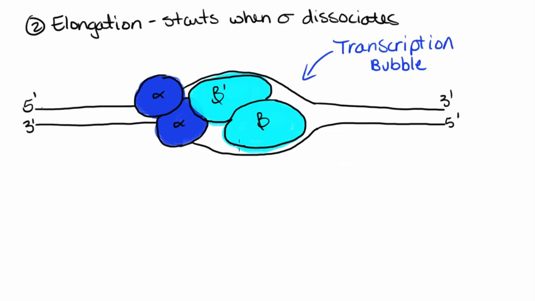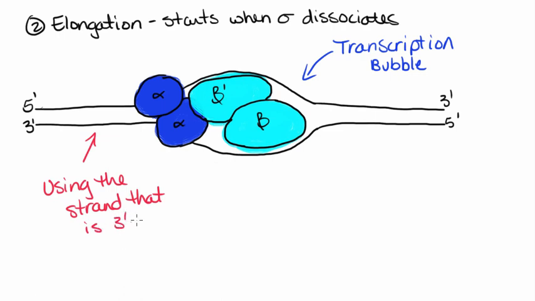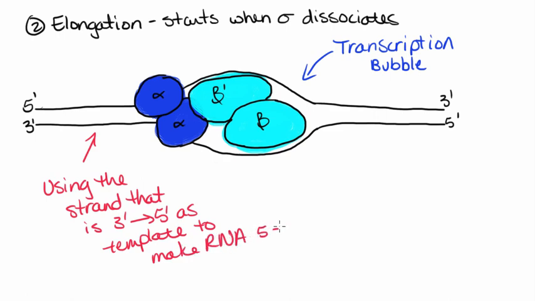So we're going to be using the bottom strand in this case. So we're using the strand that is 3' to 5' as a template. And that will be because we want to make our RNA 5' to 3'. And we always have to have anti-parallel synthesis.